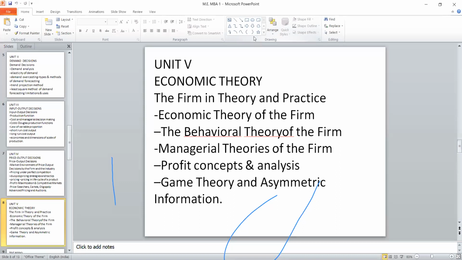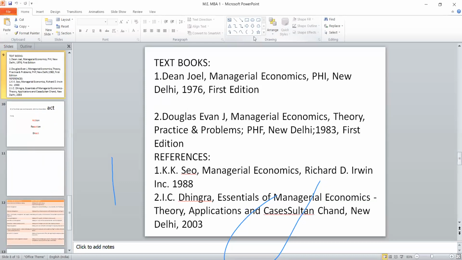So this is the syllabus, and the prescribed textbooks are by Joel Dean and Douglas, but the reference books are by KKCO, which is a foreign book, and IC Dingra. Both books are available, and a number of copies are available in our library. You can study that.